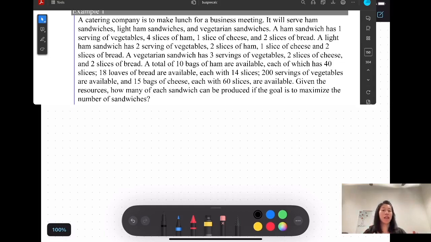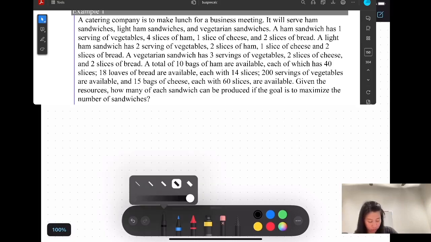So usually in this type of question, it would be easier to make a chart. We've been doing that lots of times in the previous videos. So now let's make a chart together. It will serve a ham sandwich, light ham sandwich, and the vegetarian sandwich. So we know that there are going to be three types of sandwich. Let me draw these a little bit taller.